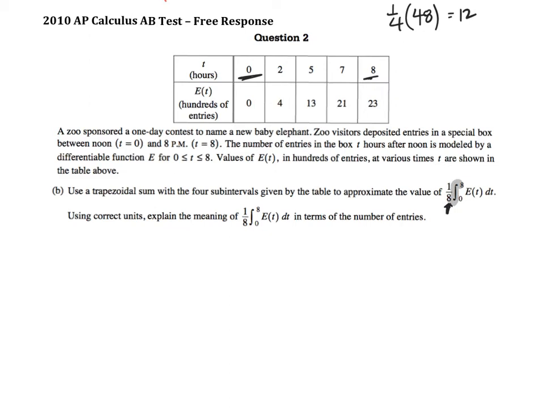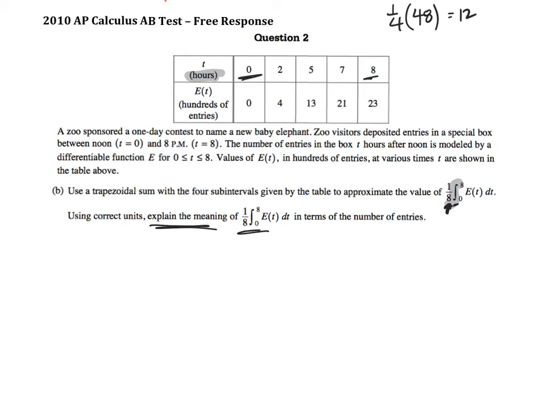So don't forget what we're doing here. We are adding things together. We are adding all of the entries up and dividing by the number of hours that the contest went on. So it's just like finding your average test score. You're adding them up and dividing by however many tests you had. So when it says that we need to explain the meaning of this, we are going to be talking about the average number of name entries delivered.